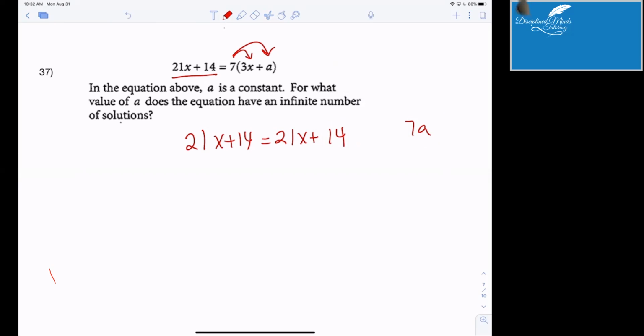Remember, yes. However, I'm going to backtrack a little bit. The question is, what does A have to be? So A has to be what? 2. A has to be 2. The reason why I want A to be 2 is because 7 times 2 is what? 14. Now it's an infinite number of solutions. All right, is everybody okay with that? That's a really important problem. One like that is going to be on the test for sure.